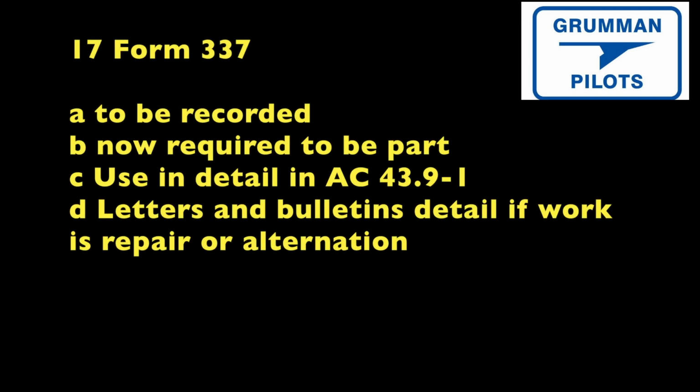And now in Section 17, we get to the part of the FAA Form 337. It is to be recorded, and it is to be part of the aircraft record maintenance. And its use is detailed in Advisory Circular 43.9-1. Letters and bulletins detail the work if it's a repair or alteration, and they should also be part of the record. It serves as the basis for why the work was done and how it was, so that your log entry can say work accomplished in accordance with Service Bulletin 195, which will detail all the work, and you don't need a big long couple of pages to describe all the work.